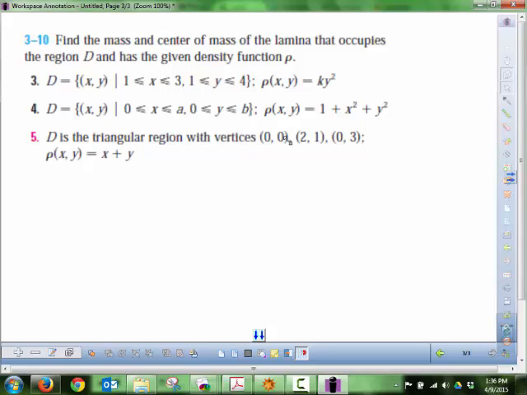This is the next section, 15.6? 15.5? 4 is the polar coordinates? Okay, so this is 15.5.